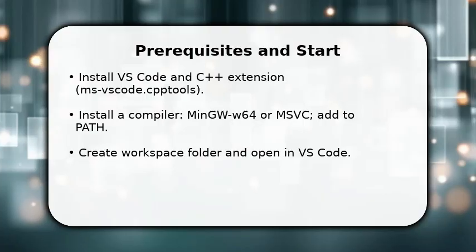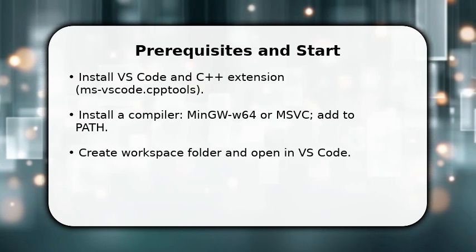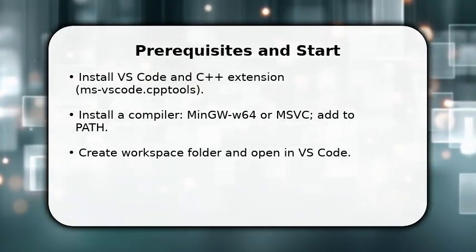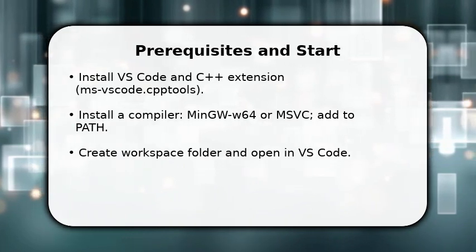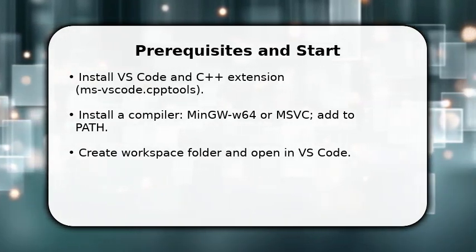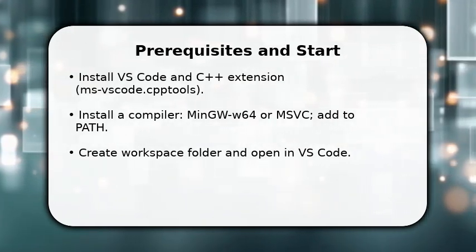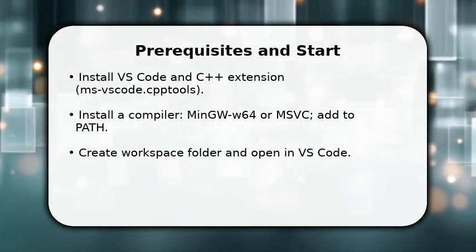Enjoy the video. You will begin by ensuring VSCode, the C++ extension, and a compiler are installed. This is essential, so includes resolve. Once done, open your workspace folder and create a new CPP file. Make sure your compiler binaries are on the path so the terminal can call g++ or cl.